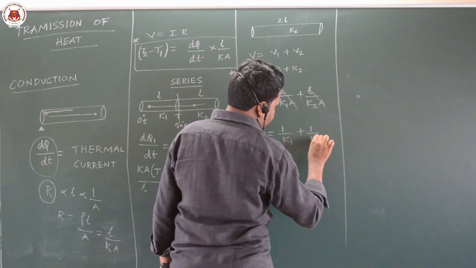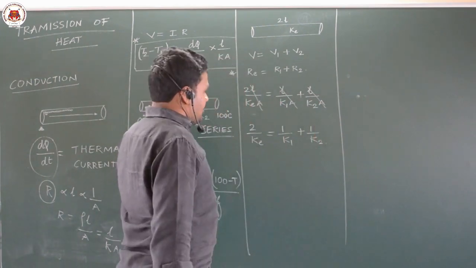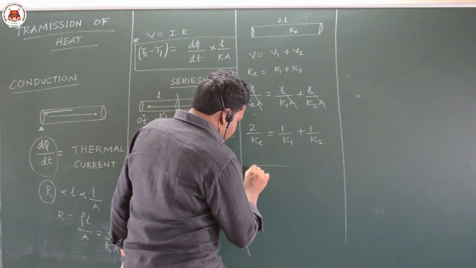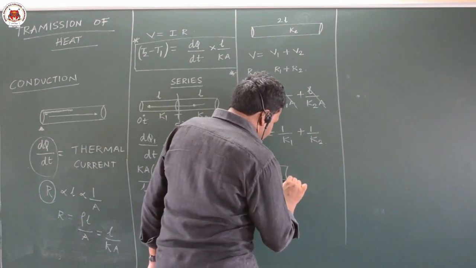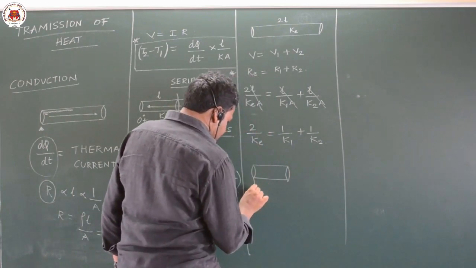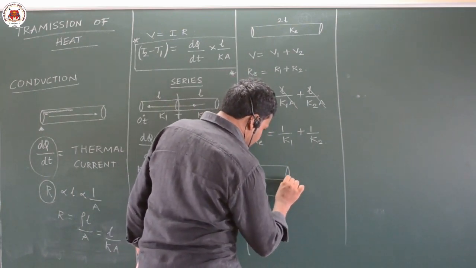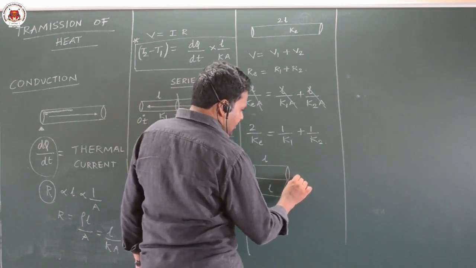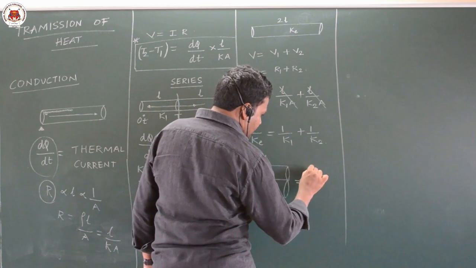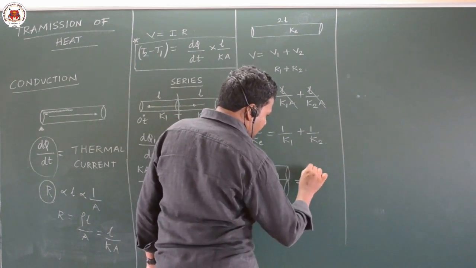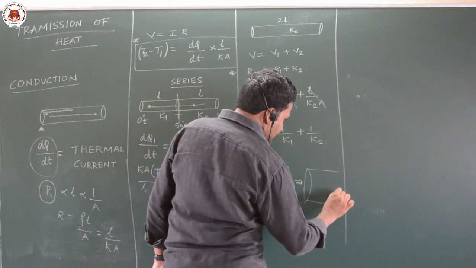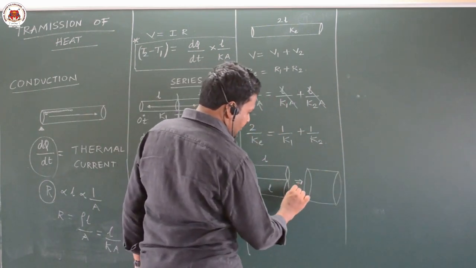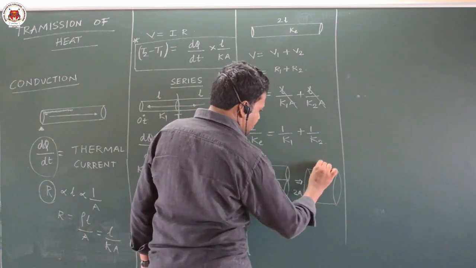This is the formula. If they are connected in parallel like this, same length connected in parallel, this is L, this is also L, it is equivalent to a large rod having this much area, 2A, and length will be L and L only.